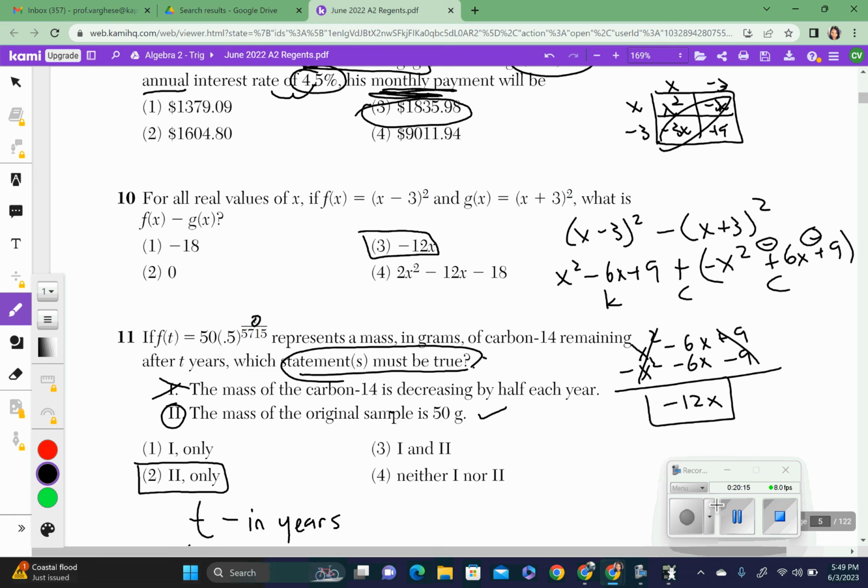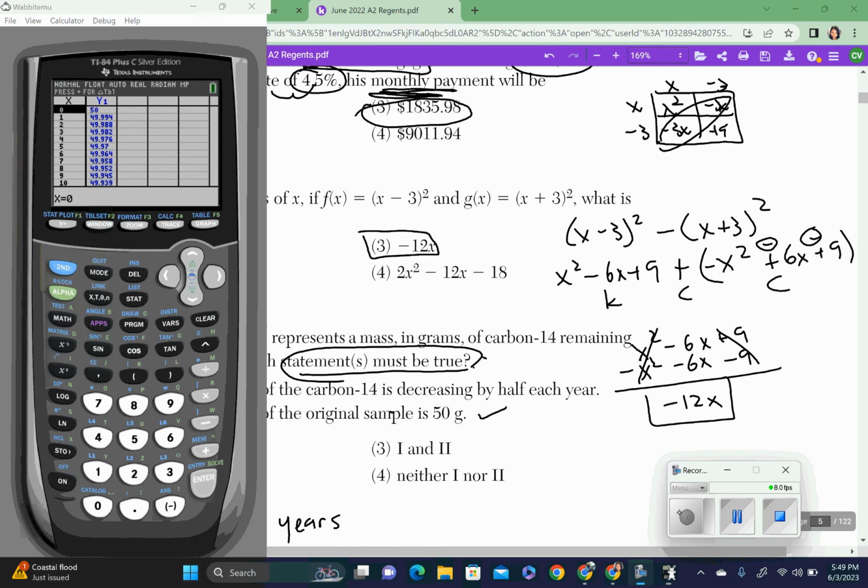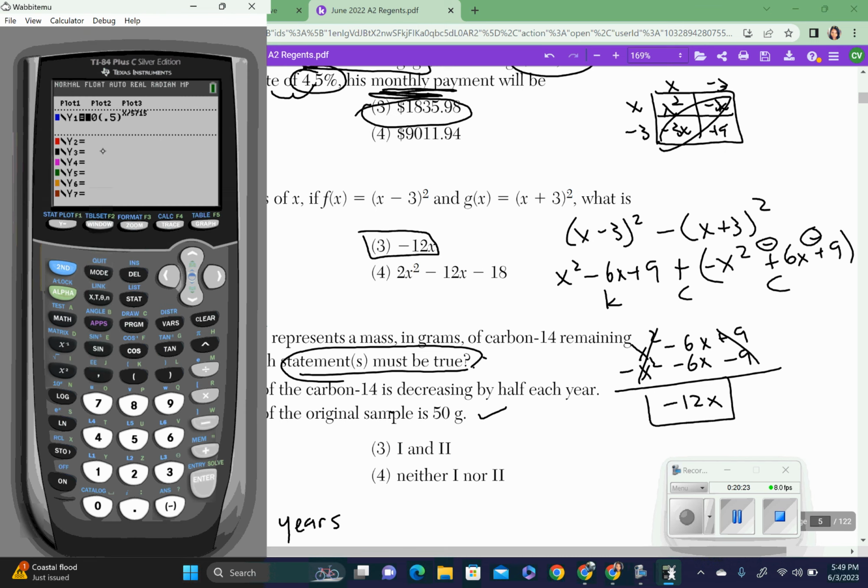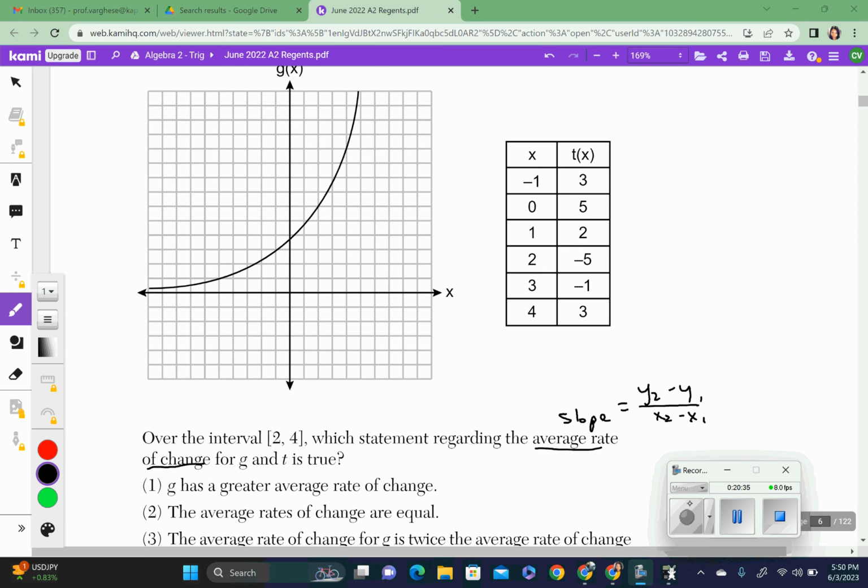I just realized that I put in 5 and not 0.5. Let me see if that makes a difference. And when I went to my table after correcting it, it's 0.5, and I go to my table, the second one is still not half of the first, so it still does not work out, but I think you get the point.